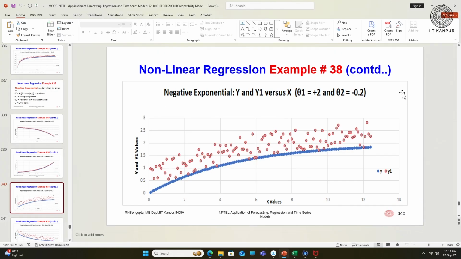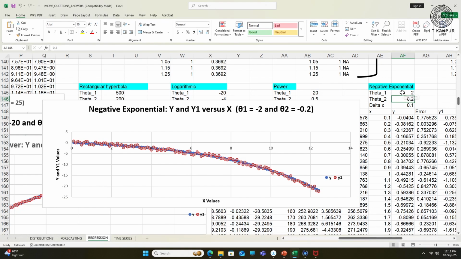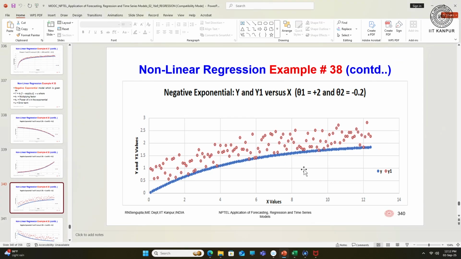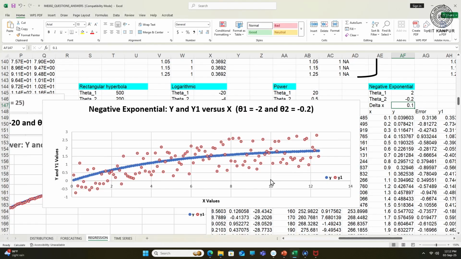So, again it curves down, +2 and -2. Let me check. Okay, this should be -2. So, again it goes up as it is, but here they are more dispersed to the left, based on the simulation. Here they are dispersed both onto the right and left.